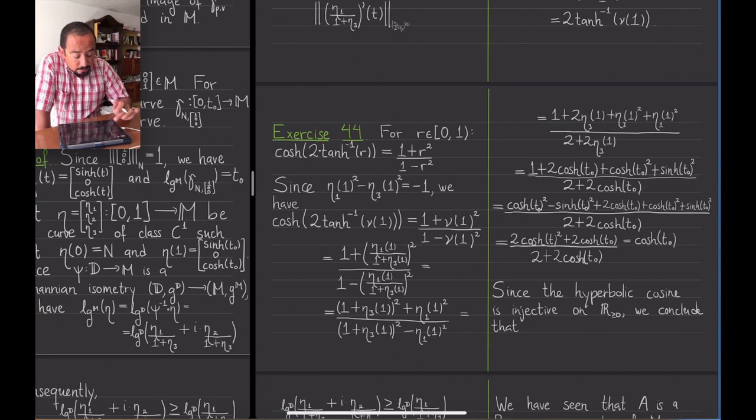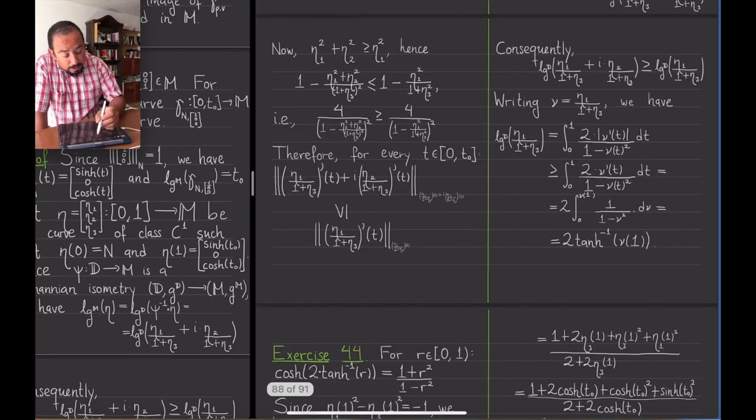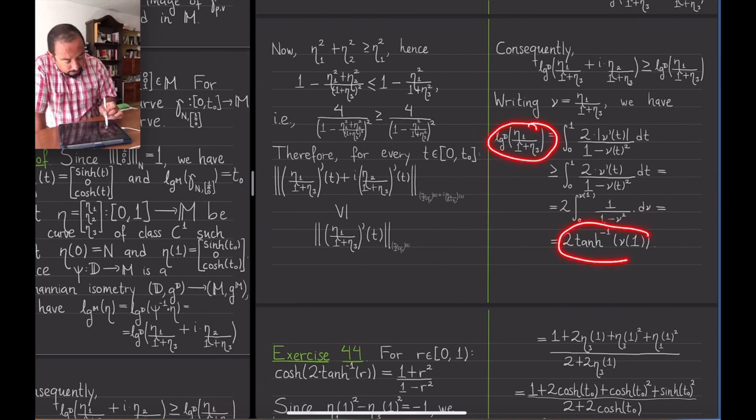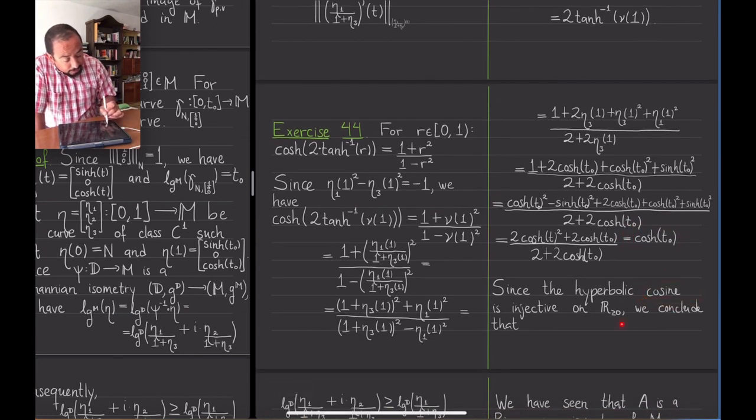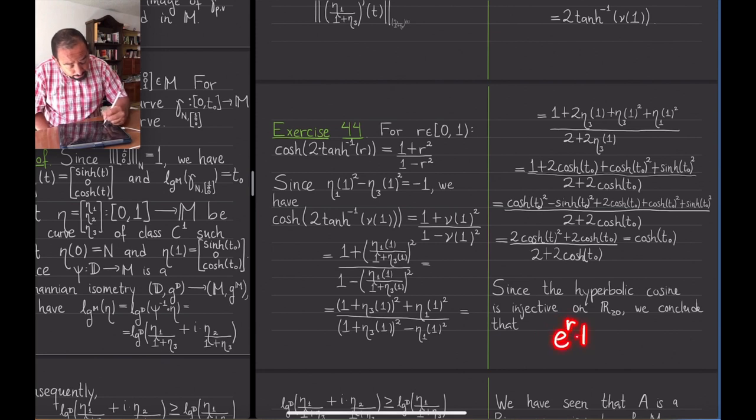Okay, so why did I do that? Well, you see, I computed this length, which is, sorry, not this length. This is greater or equal than this. And then this one, I know that its hyperbolic cosine is this one. But the hyperbolic cosine is injective on the non-negative real numbers, because it's e to the r plus e to the minus r divided by 2. That's obviously increasing, right? So it's injective on the positive real ones.